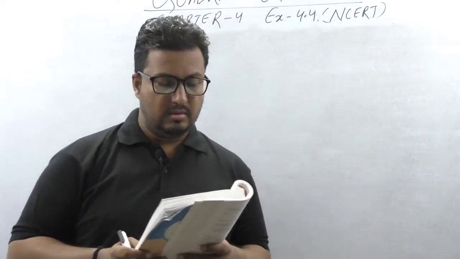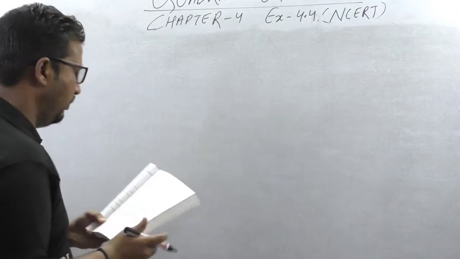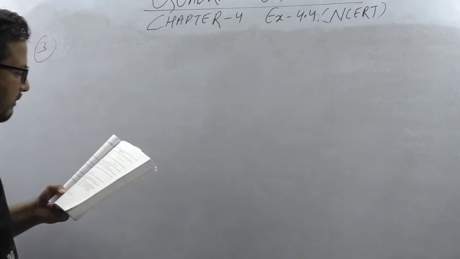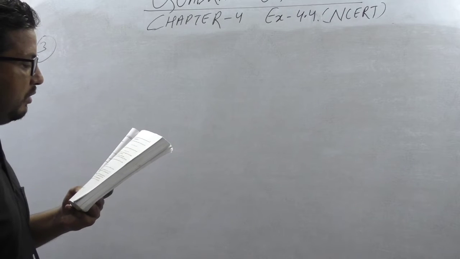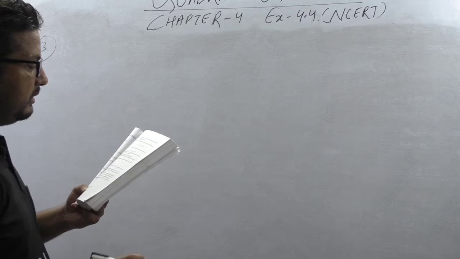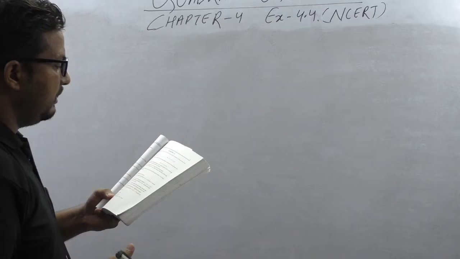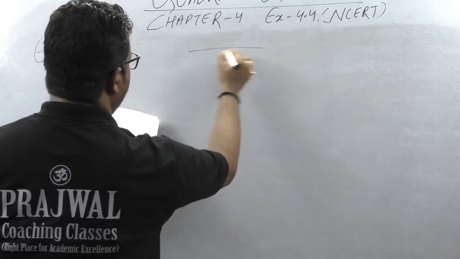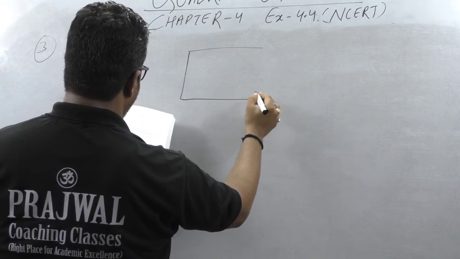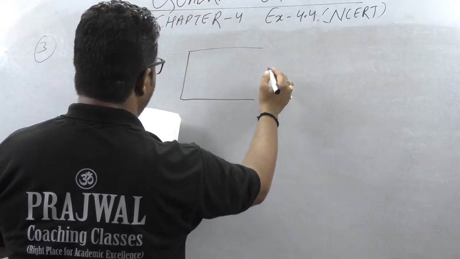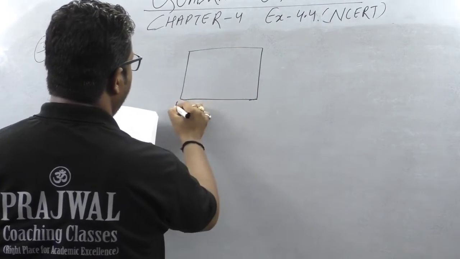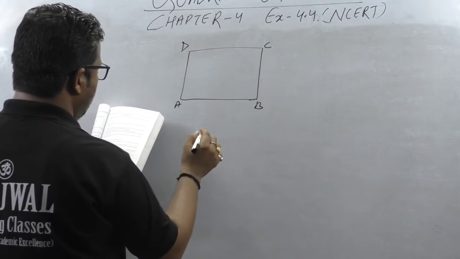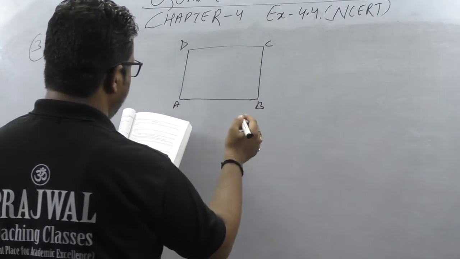Now we can do question number 3 of exercise 4.4. If you see in question number 3, it is given: is it possible to design a rectangular mango grove whose length is twice its breadth and the area is 800 meter square? If so, we can check it. So you have a rectangular mango grove, we have taken a rectangle. And he is saying whose length is twice its breadth.